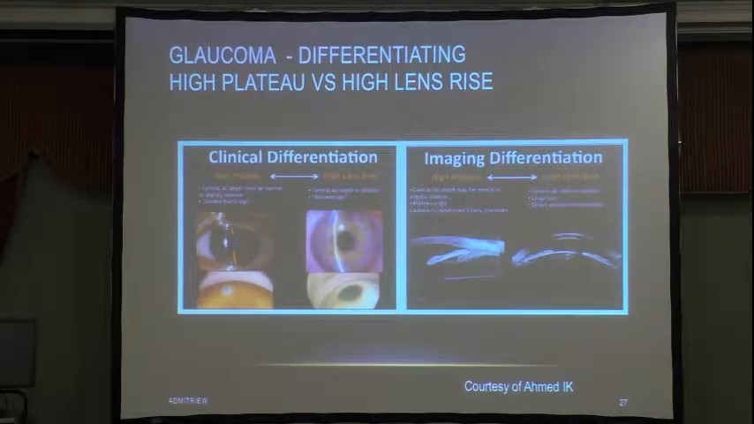One of the most important reasons why we perform UBM in glaucoma is high plateau iris versus high lens rise or thick lens. So just a few details regarding these two situations and how you differentiate the image. First of all, when it comes to high plateau, you would expect to find the anterior rotation of ciliary processes, which is not present in high lens rise.